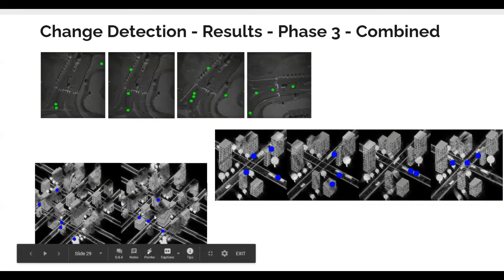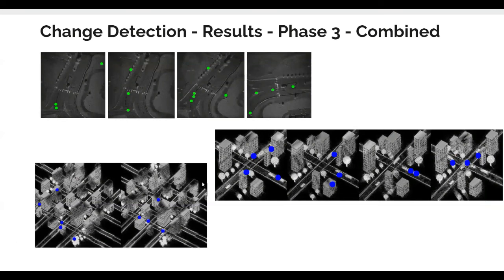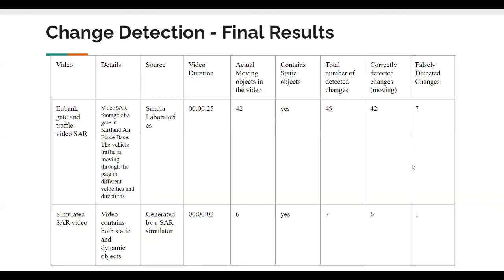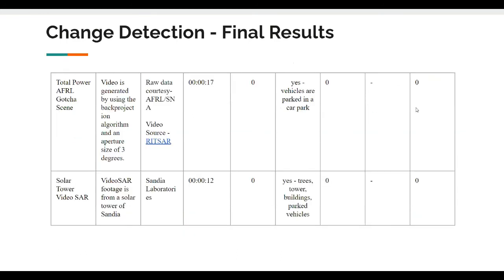These 2 frames we took from a SUMO simulator video, and the moving vehicles are here also. You can see on the road there are moving vehicles and they were detected. For the final results, we tested our algorithm with 4 videos, and there were comparatively few falsely detected changes. Out of 49 changes, we were able to detect 42 correctly, and 7 were falsely detected.